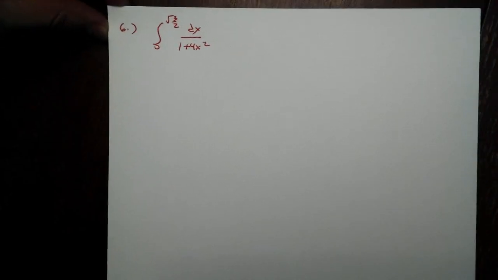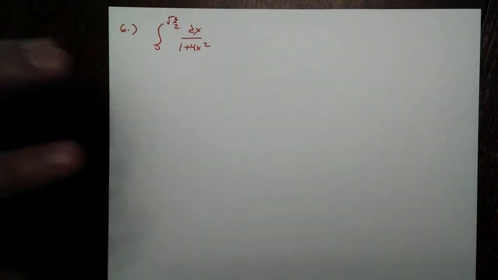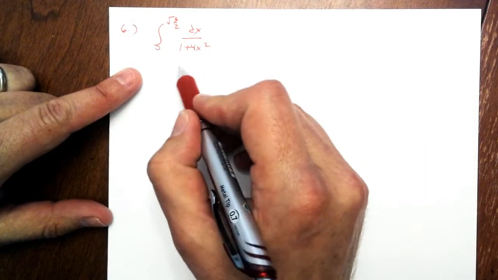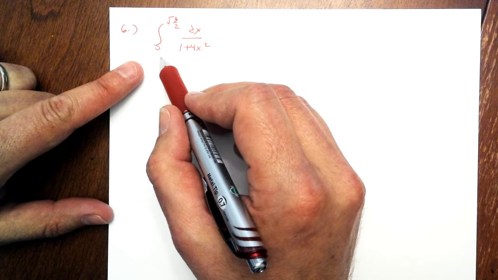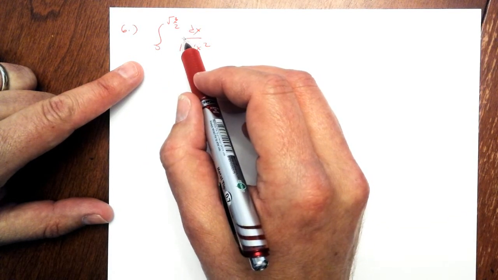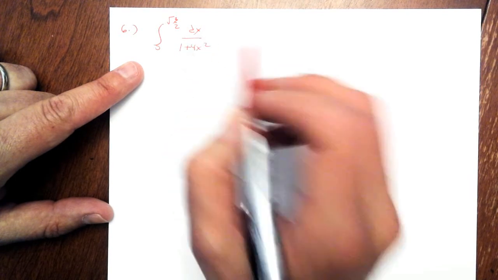Hi, welcome back. We're going to take a look at a few more examples of our arc trigs. So for the first, this is number 6. We were looking for the antiderivative from 0 to root 3 over 2, and we are going to integrate dx over 1 plus 4x squared.